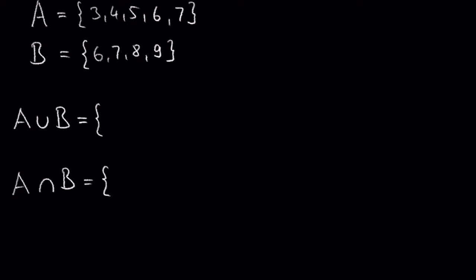We can write this now with the union symbol and say the union of A and B contains the elements 3, 4, 5, 6, 7, 8, 9. Notice that we don't write the common numbers 6 and 7 twice, only once.